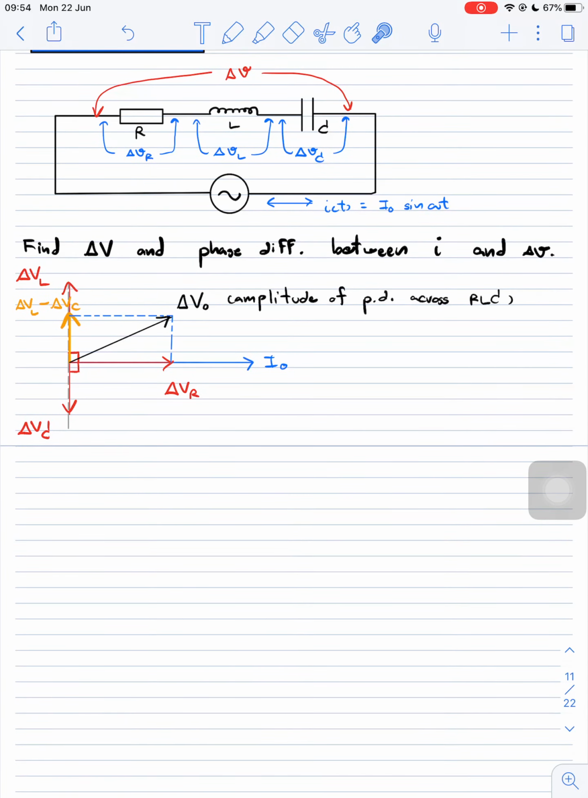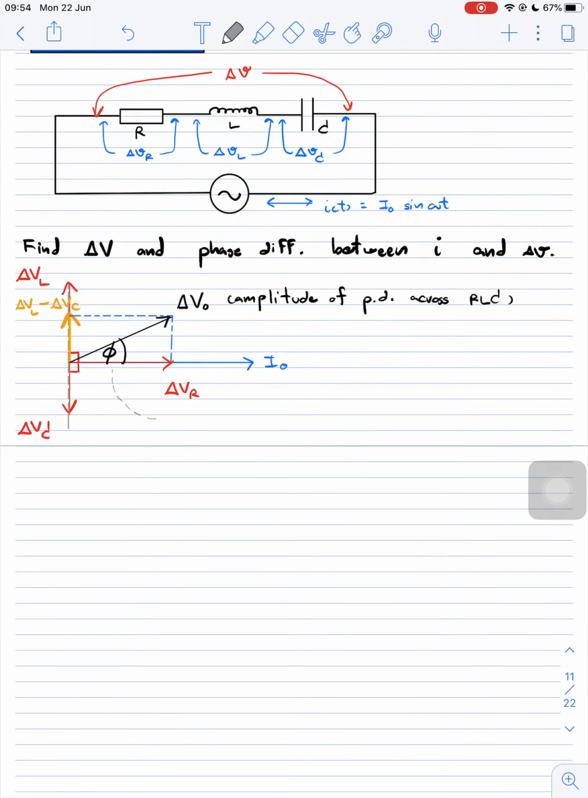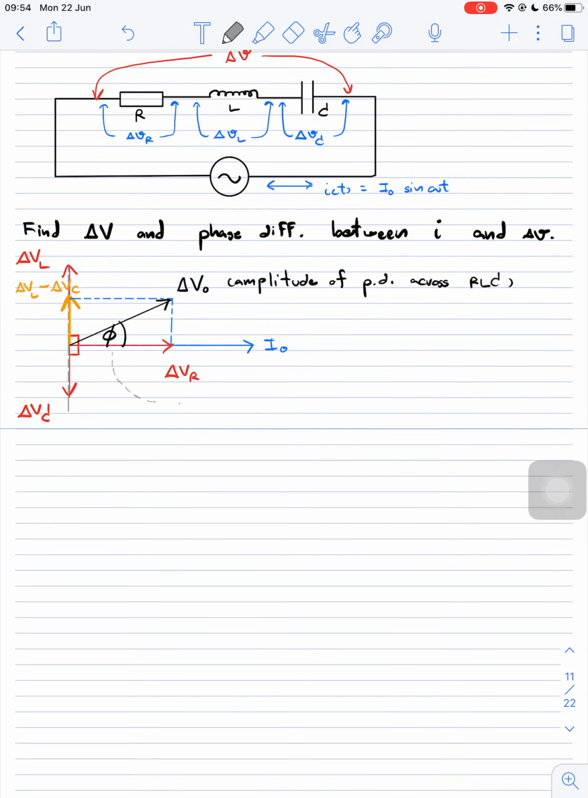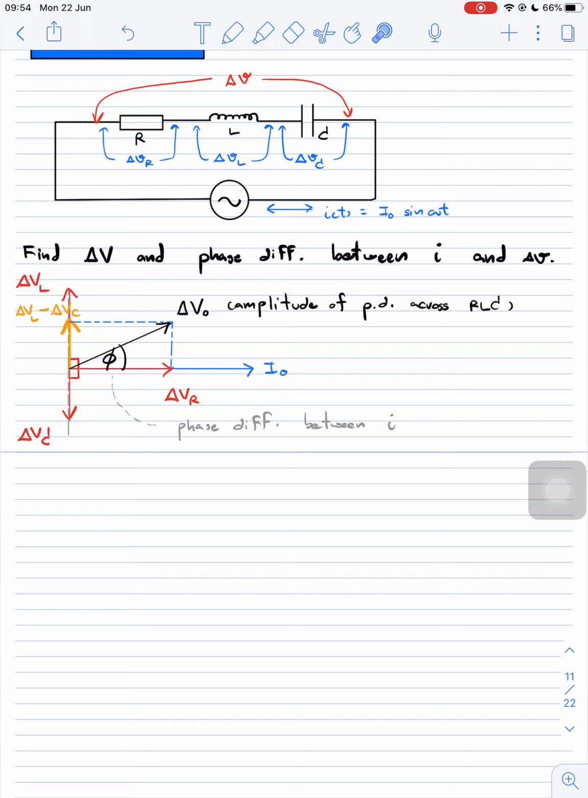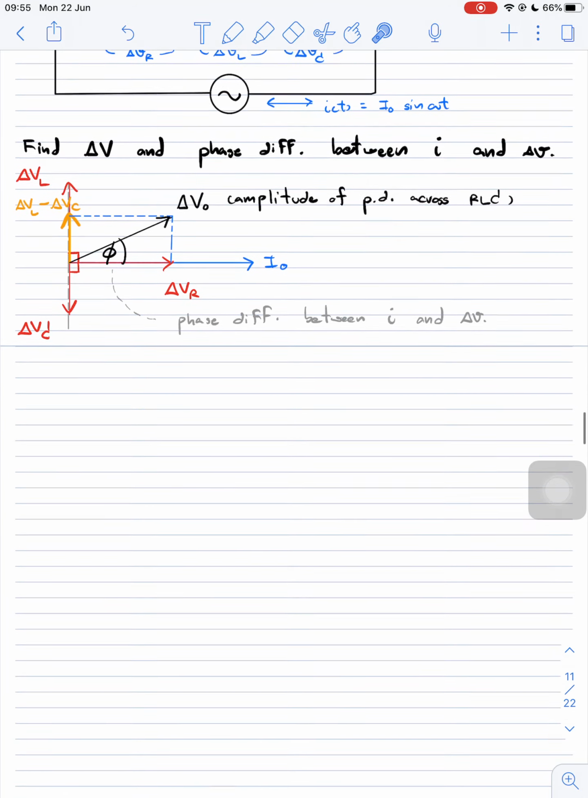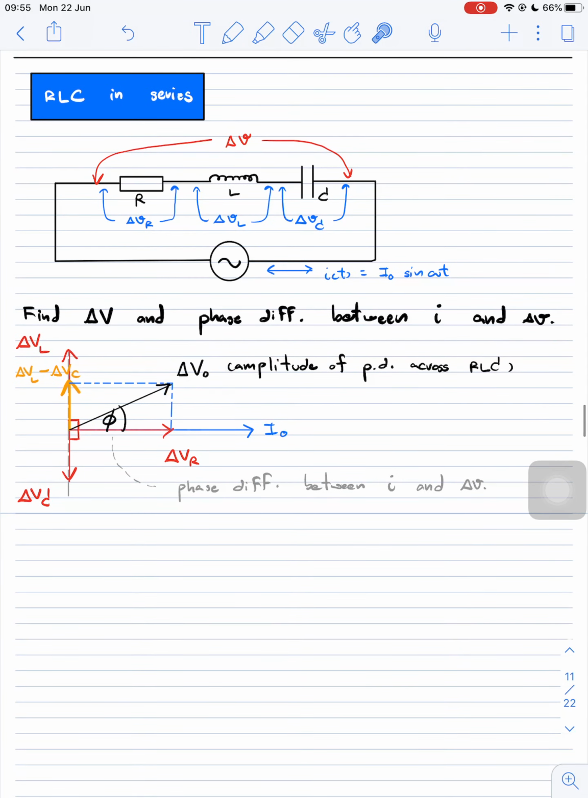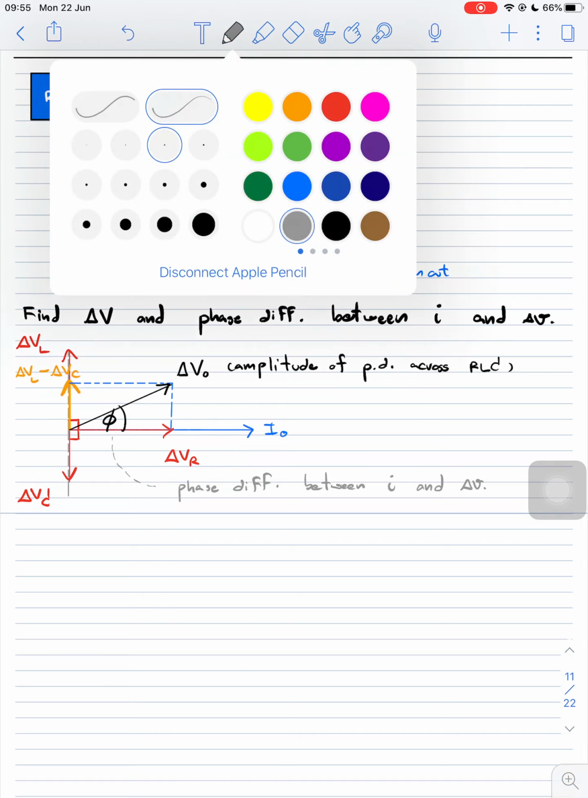Okay, and now this angle, let's say the phi. Now this phi is going to be the phase difference between the current I here and delta V, right? Delta V is just the potential difference across the R, L, and the C here, and that's it. Again, we can write down delta V naught in terms of delta VL, delta VC, and delta VR as well.